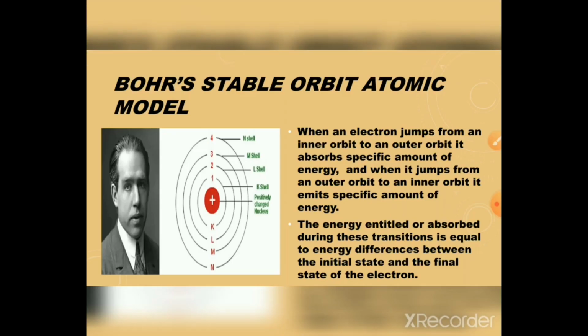When an electron jumps from an inner orbit to an outer orbit, it absorbs a specific amount of energy. When it jumps from an outer orbit to an inner orbit, it emits, that is, gives out a specific amount of energy. The energy emitted or absorbed during this transition is equal to the energy difference between the initial state and the final state of the electron.